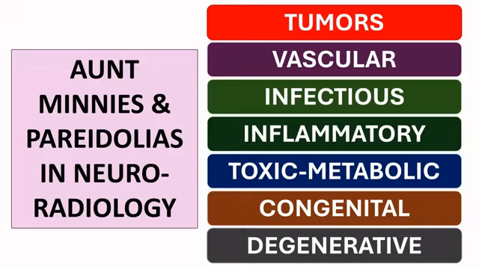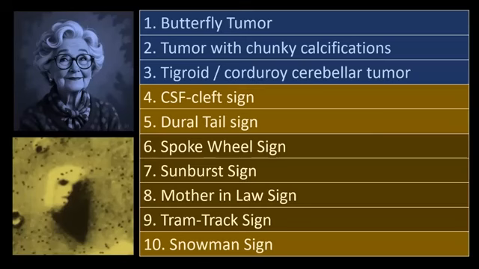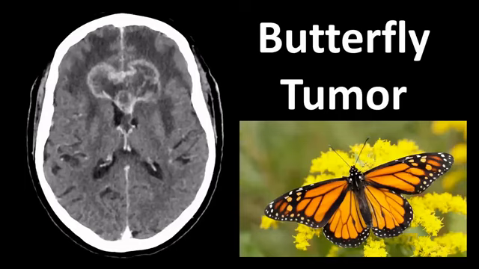And I made a division based on the kind of pathology. So we're going to talk about signs concerning neuroradiological tumors, vascular pathologies, infectious and inflammatory diseases, toxic, metabolic, congenital, and degenerative. And we're going to start with tumors. And you notice that I'm really talking fast because this is about fast thinking, and this is also about fast analysis.